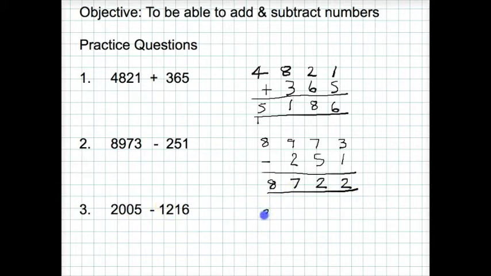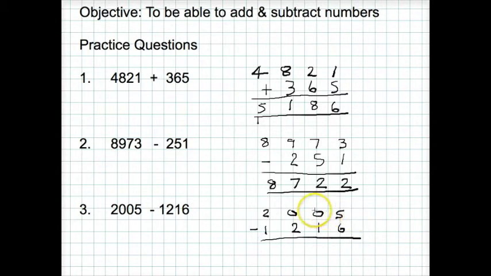Okay, number 3. Make sure you write it out carefully. 2, 0, 0, 5. Subtract 1, 2, 1, 6. Now we've got to be a bit careful with this one. 5 take away 6 cannot be done. 6 is larger than 5.